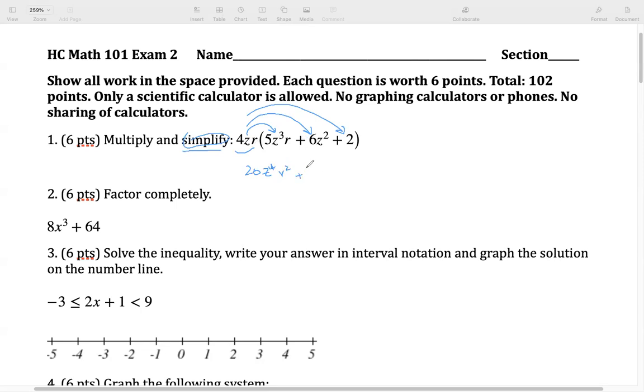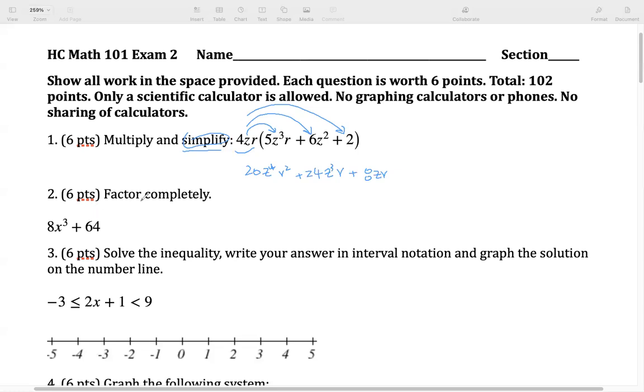The second one, we have 4 times 6, 24. Then we have Z times Z squared, becomes Z cubed. But we still have R there. So Z cubed R. Then plus the last one. So many people just wrote number 8 here, but we still have a ZR, right? So that's 8ZR. And that's it. We cannot simplify this. We cannot do anything else.